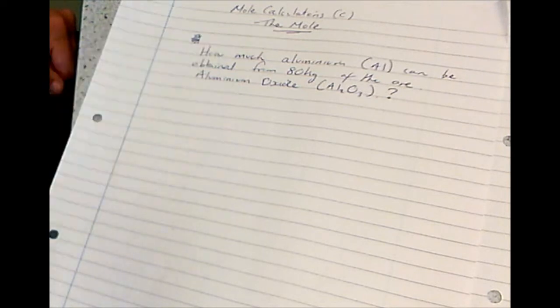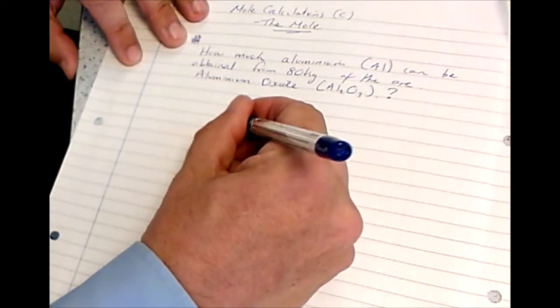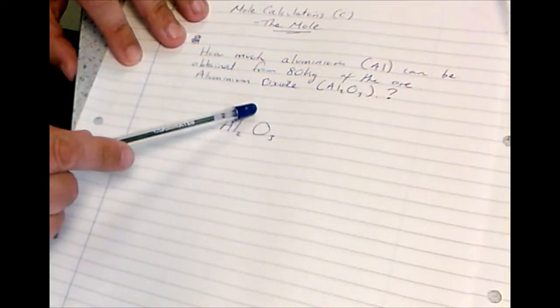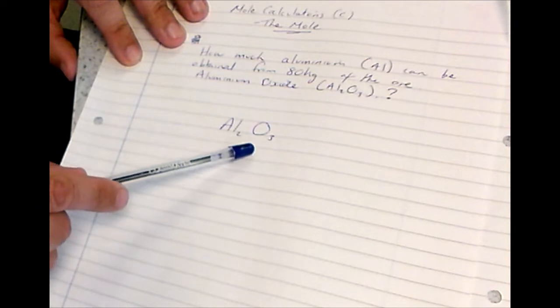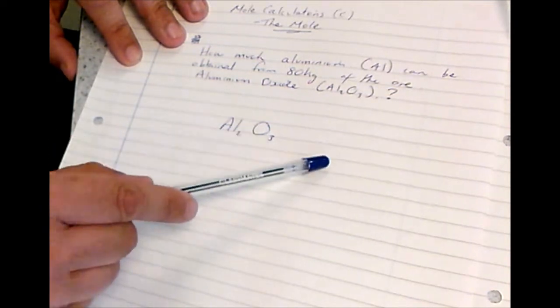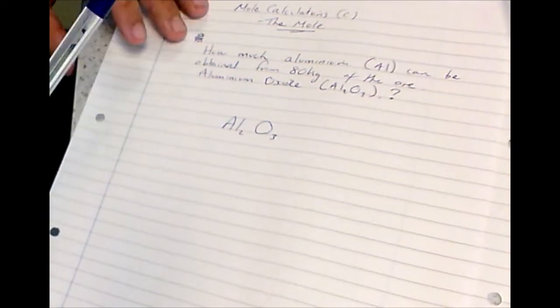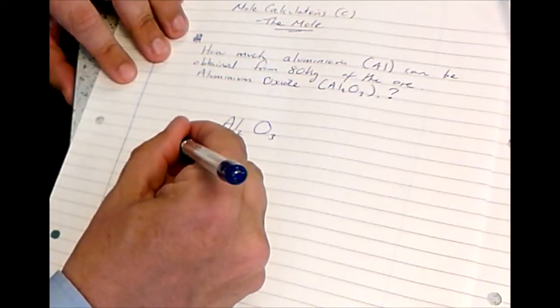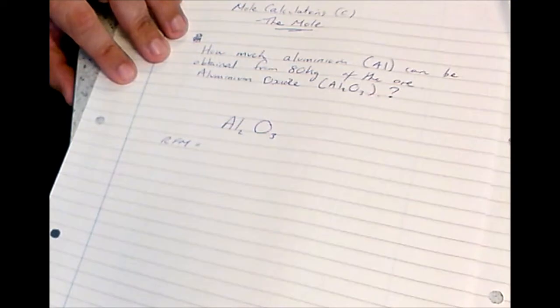You could be asked how much aluminium can be obtained or extracted out of 80 kilograms of the ore aluminium oxide. So what do we do here? We look at the formula, aluminium oxide, Al2O3. From this formula there are 2 lots of aluminium in all of the aluminium oxide. So we could look at it as a fraction or a ratio or even a percentage from the relative formula mass. Let's start by finding the relative formula mass of aluminium oxide.